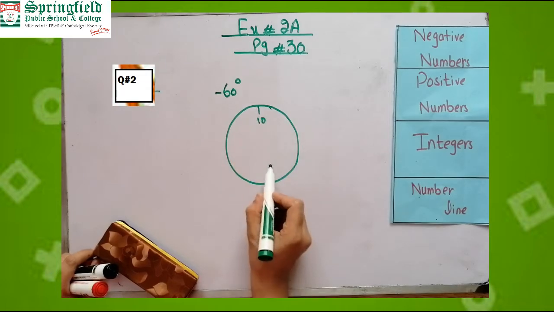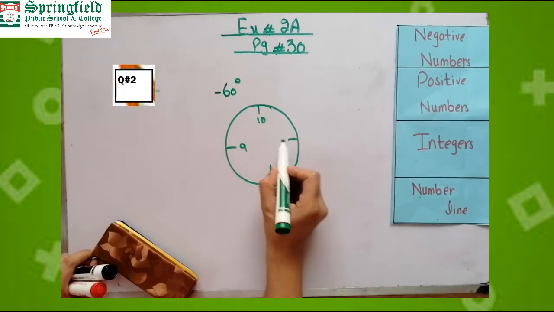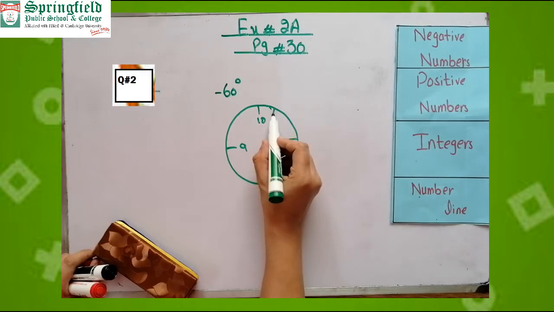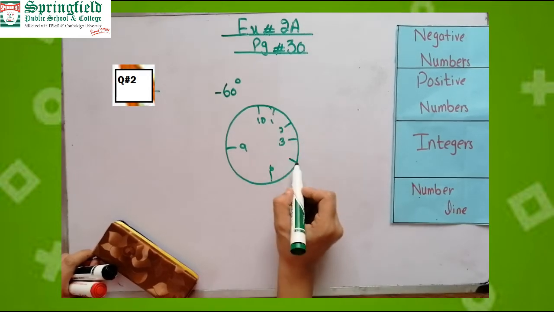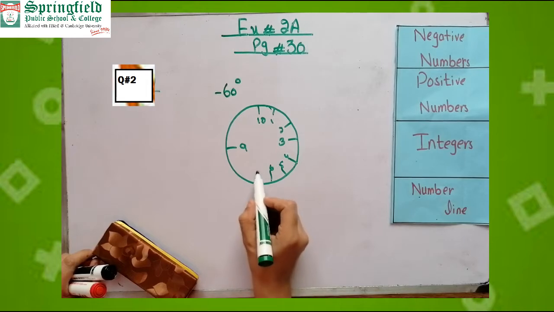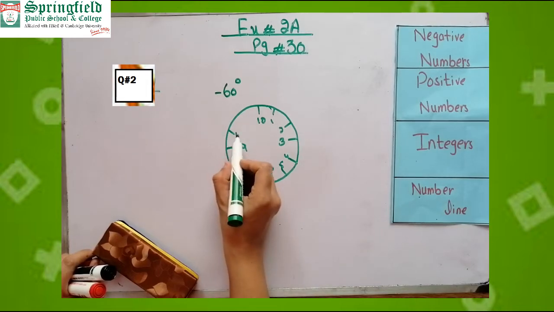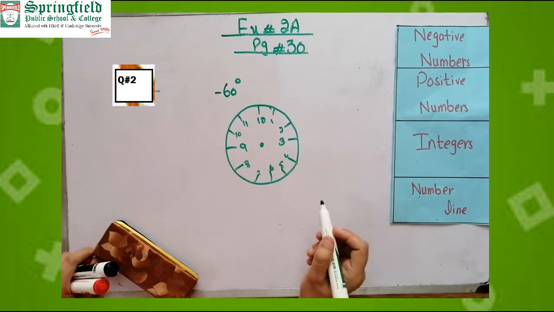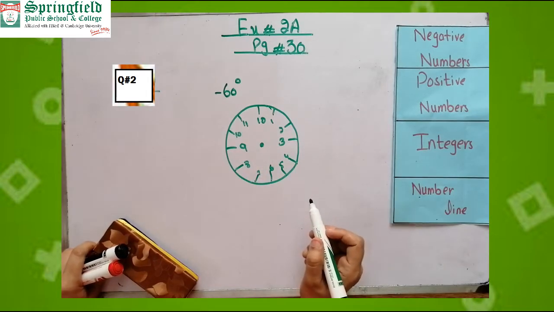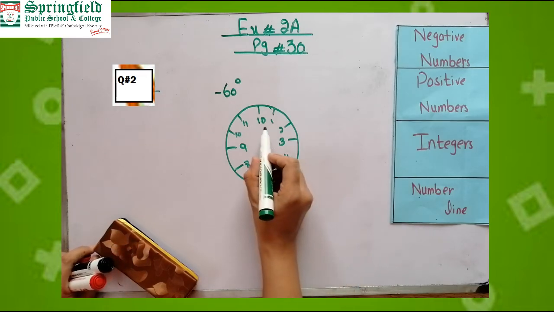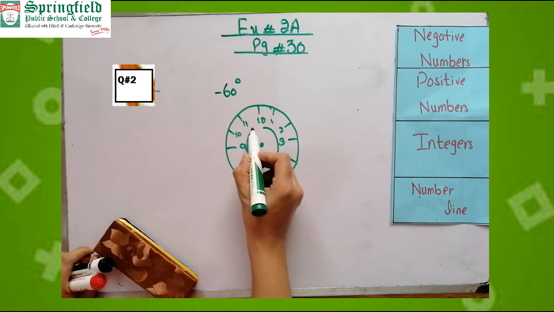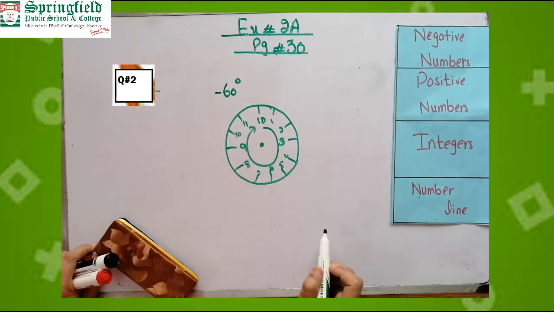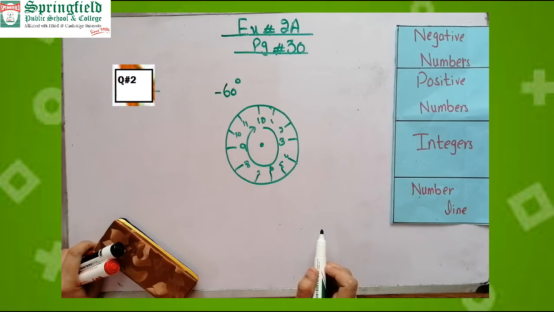12, and there is 6, 9, 3, 1, 2, 4, 5, 7, 8, 10, 11. So they are saying that minus 60 represents a clockwise rotation. Minus 60 and clockwise rotation, just like this one. Fine. So then 60 degree means plus 60.